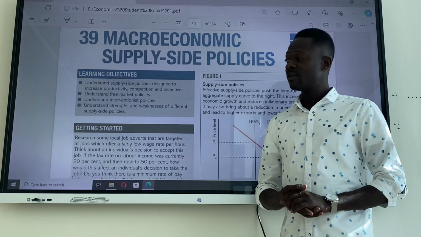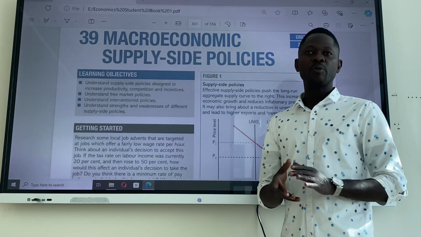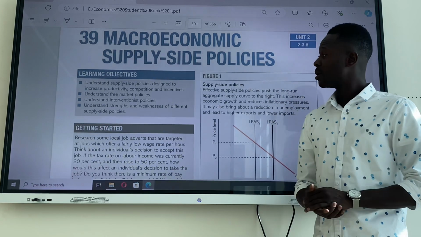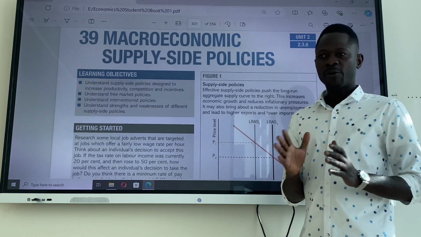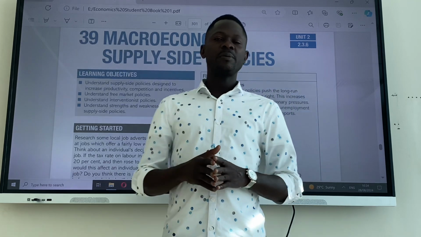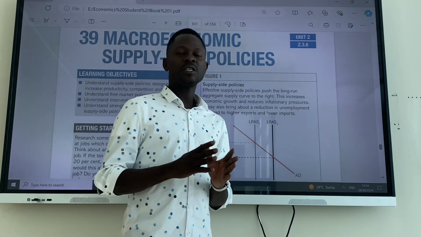It's AS level economics, Paper 1 student book, Pearson exam. The topic is macroeconomic supply side policies. First, we understand what macro is. Macro is about the economy as a whole, studying the economy as a whole.